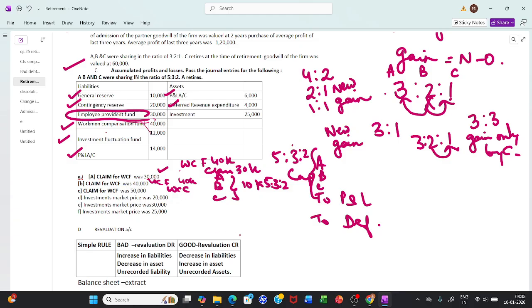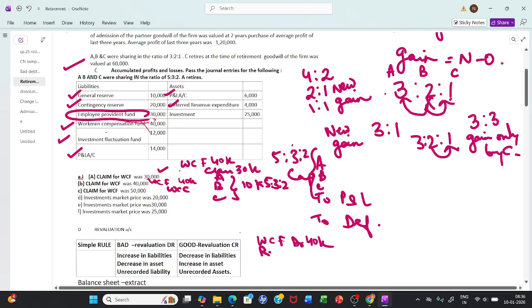But if it was 50,000, then reval comes into picture. Reval will not come into picture if we have provided well. If we have provided less, it comes into picture. So workman compensation fund debited 40,000, reval debited 10,000, and to workman compensation claim we have to give 50,000 rupees.